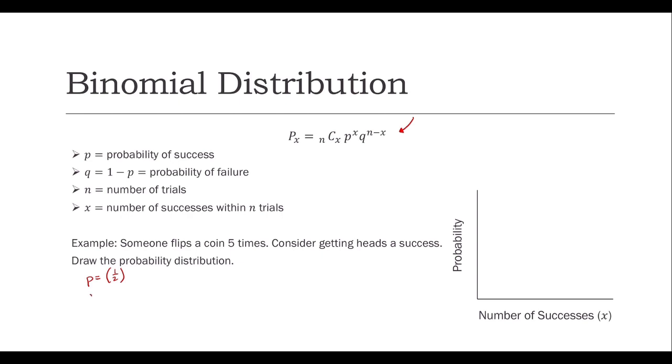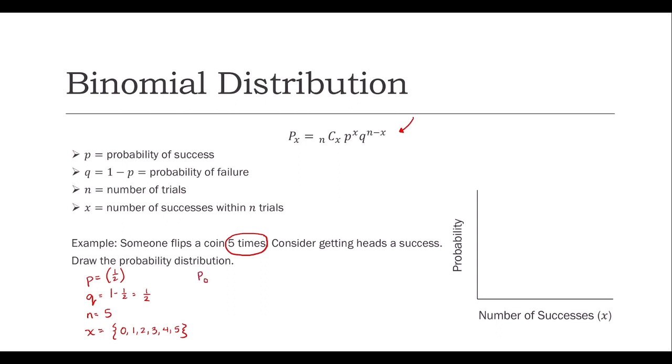Q is your probability of failure. So it'll be 1 minus P, which is also 1/2 because you have a 50% chance of getting tails. N is your number of trials. In this case, we're flipping the coin 5 times, so it'll be 5. And then X is going to be the number of successes within N trials. So X is going to be everything from 0 to 5 because we could get heads 0 times, 1, 2, 3, 4, or 5 times.